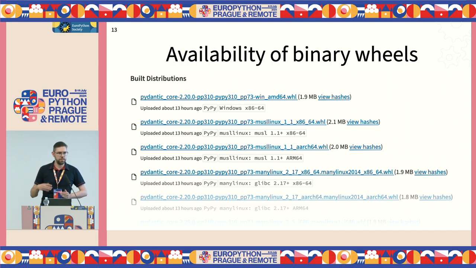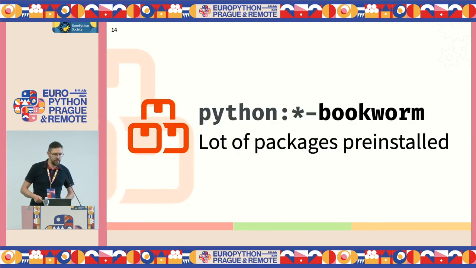This comes from historical reasons, and support for Musl is definitely getting better, but it's still lagging behind glibc. Okay, let's look at Debian-based images.